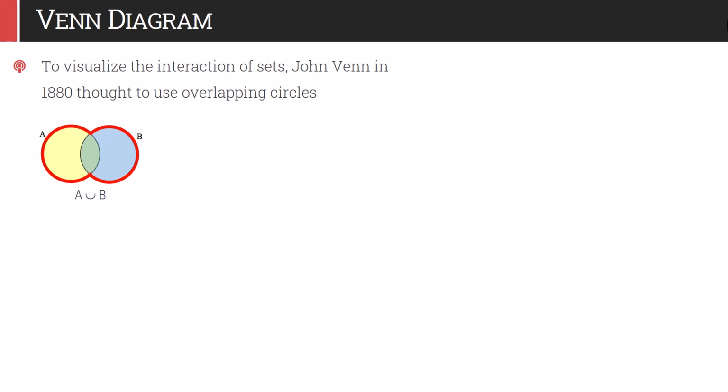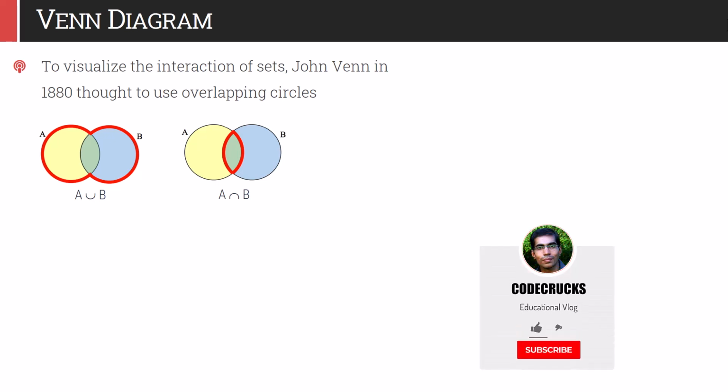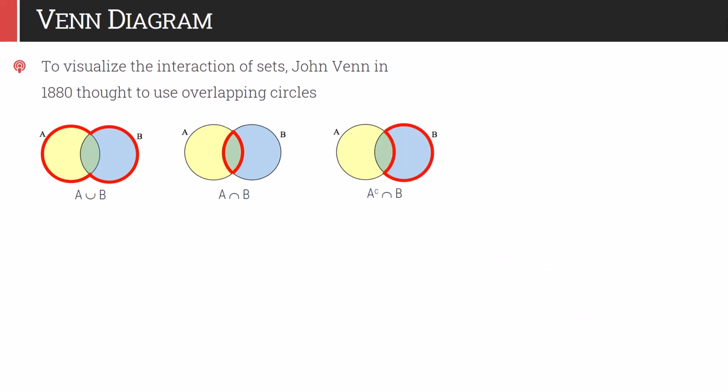Union operation between two sets is performed by considering all the elements of both the sets. So whatever area is enclosed in the red border, that indicates A union B. A intersection B represents common elements between both the sets. So that green region is common in both the sets, and that is enclosed by the red border.